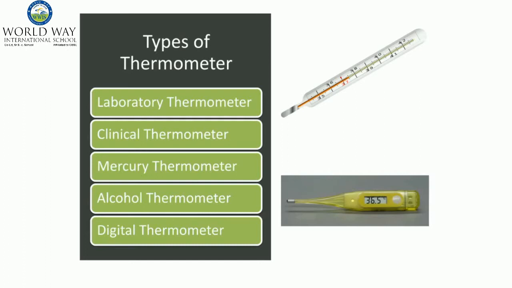Alcohol thermometers. Alcohol is cheaper and less harmful than mercury and can measure down to minus 150 degrees Celsius, but it cannot exceed 78 degrees Celsius and therefore has a disadvantage. Digital thermometer. Body temperatures these days are measured using digital thermometers. Instead of mercury, they consist of a thermistor. Temperature displays on the liquid crystal display in digits.